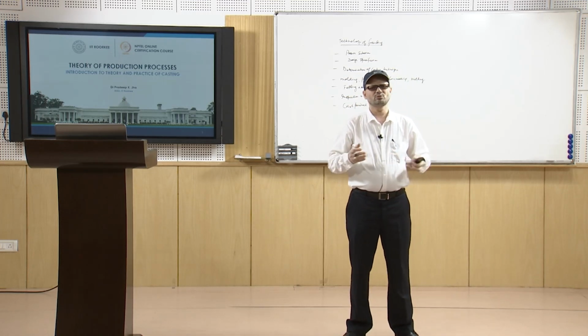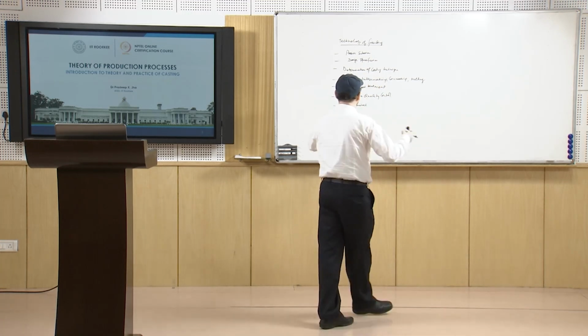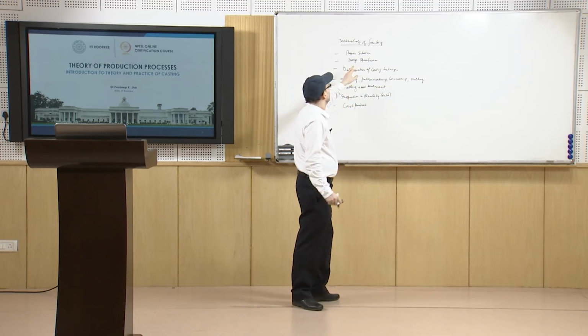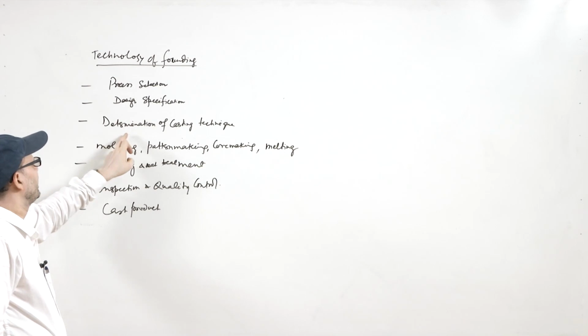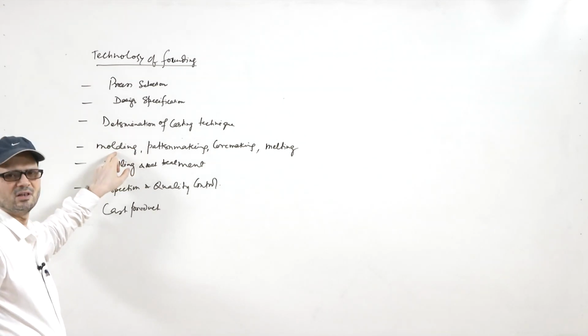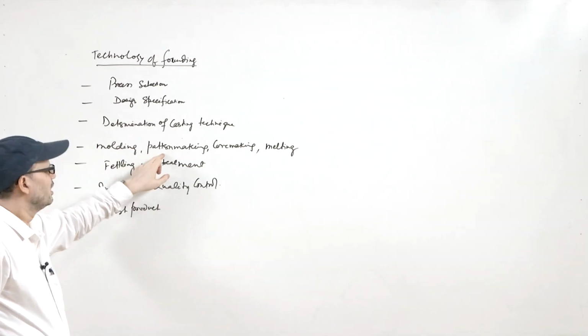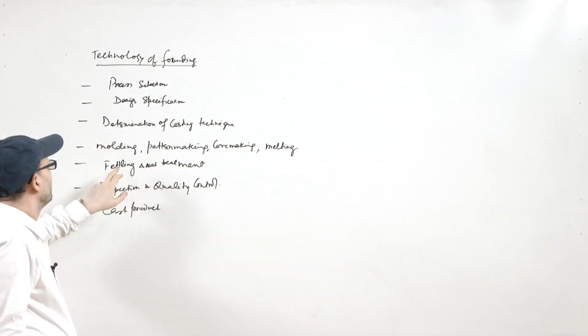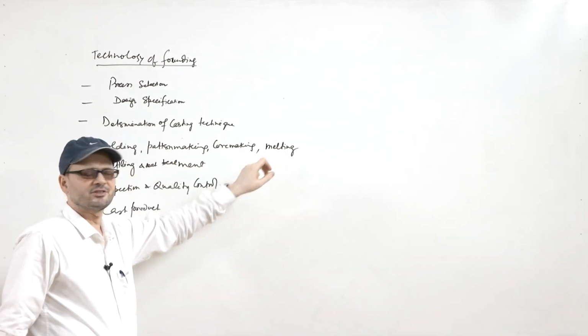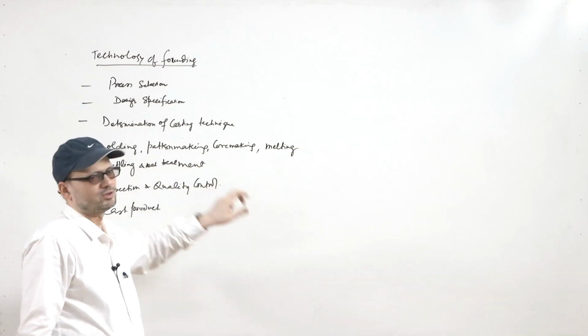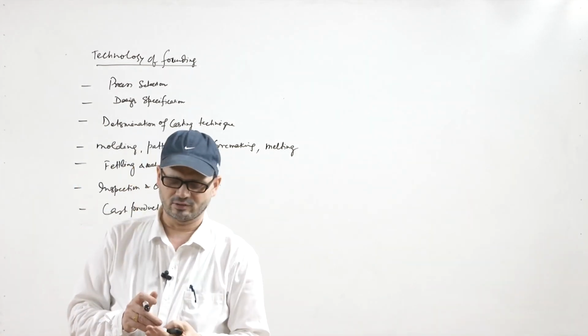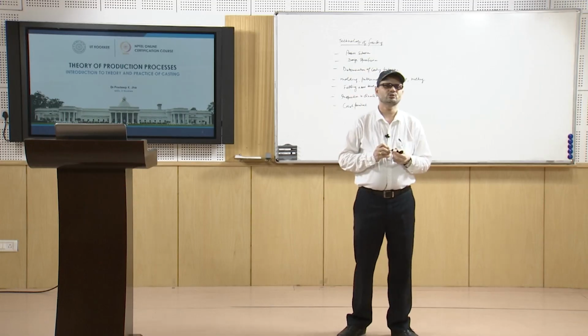Now, this is all about that. So, we will discuss in our coming weeks topics like what the molding methods are, how the pattern making is done, how the core making is done, what the melting units are. Then about these methods, like what the fettling and heat treatment methods are.